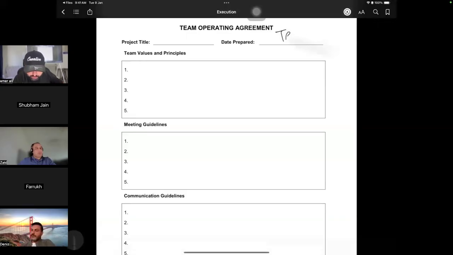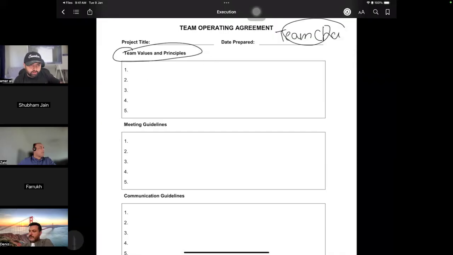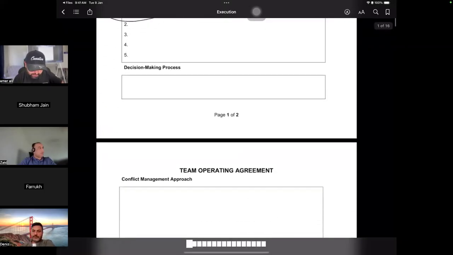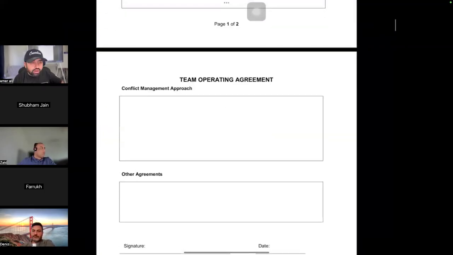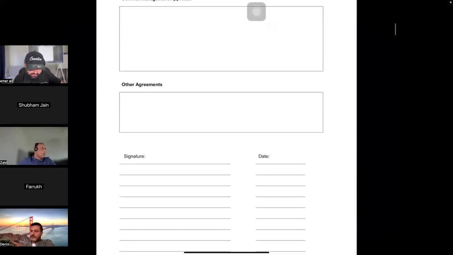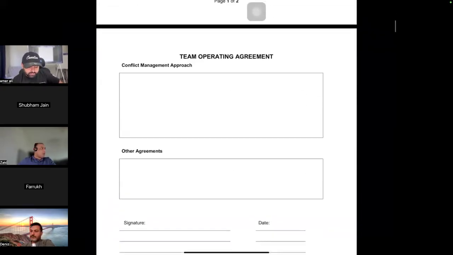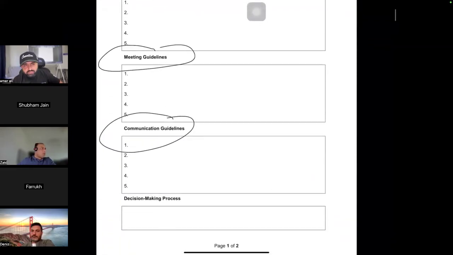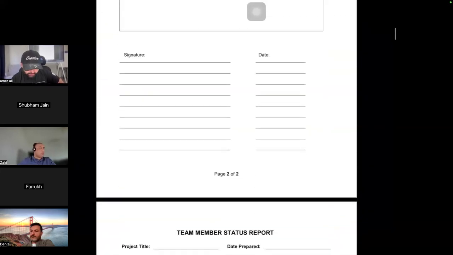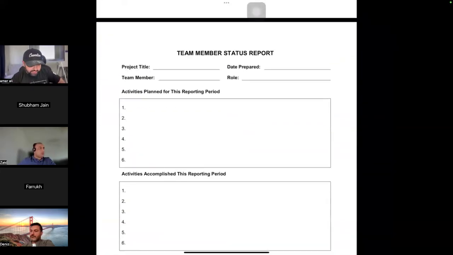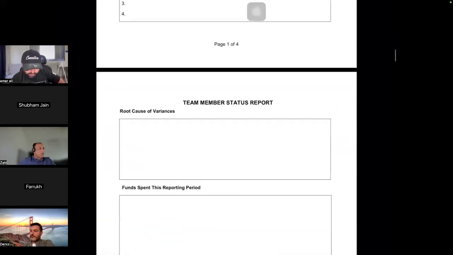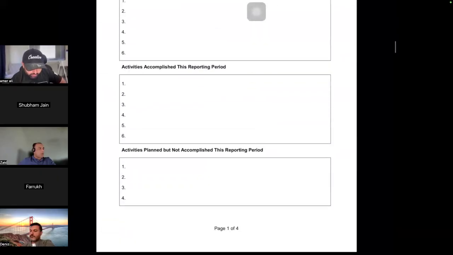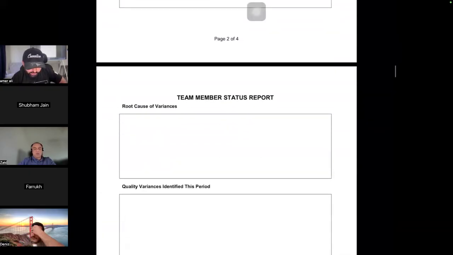You make it in the execution when the team comes in the forming stage. What are the values and principles the team is going to follow? Guidelines of the meetings, communication guidelines, how we are going to make a decision, how we are going to handle conflict management, and then the team signs it. Okay, this is a sample of the team charter. Sometimes ground rules become a part of it, or you can have a separate document, but it is a part of it. Okay, then you have a status report template, how we are going to look into what we have done, what we haven't done.